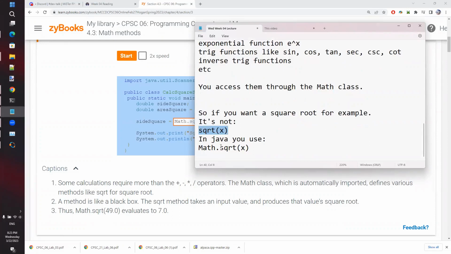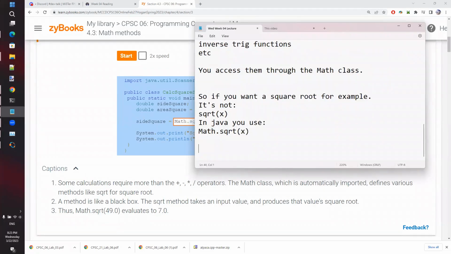Okay, so it's not square root, it's Math dot square root, because the function or method square root lives inside of the Math class. And so you just have to know that that's how you access them. So whenever you want a square root, you have to type all of this, Math dot square root. Okay, so all of these functions, all Math methods, are accessed in a similar way.